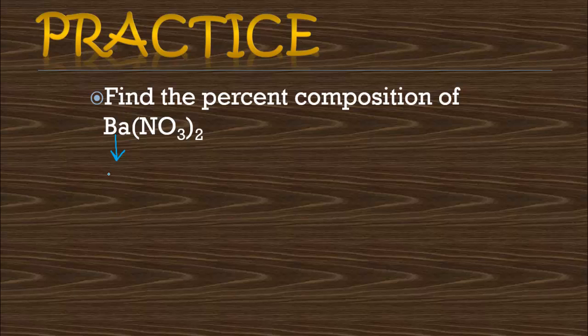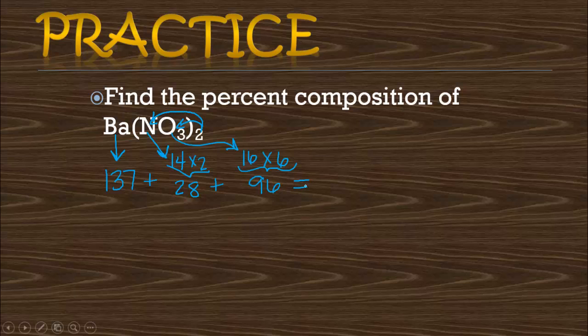Mass of Ba, 137, plus N, which is 14, times 2, which is 28, plus our oxygen, which is 16 times 6, because again we distributed that 2, which is 96. Add them all together, and we got 261 grams per mole. So now to find the percent composition, we're going to take each element individually.